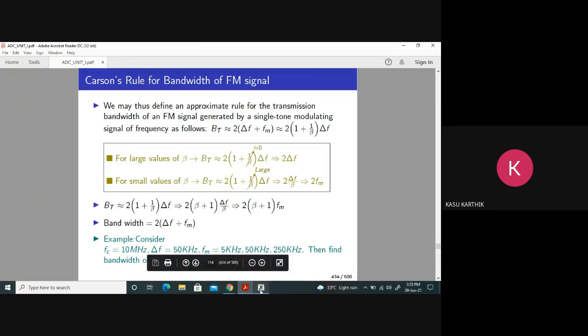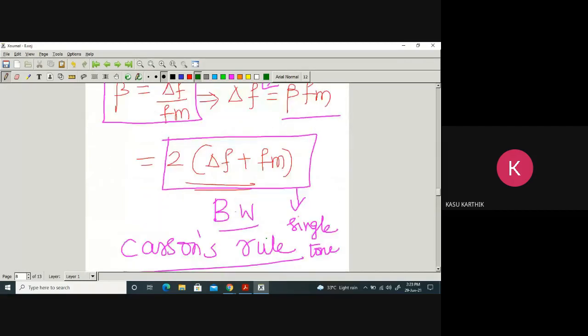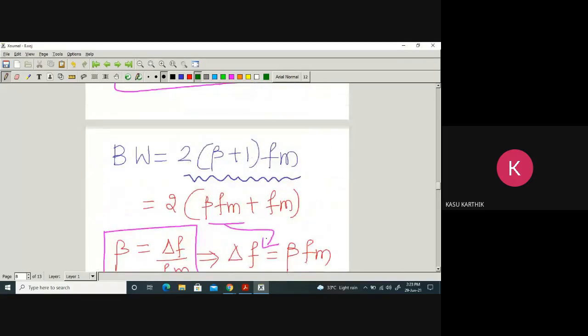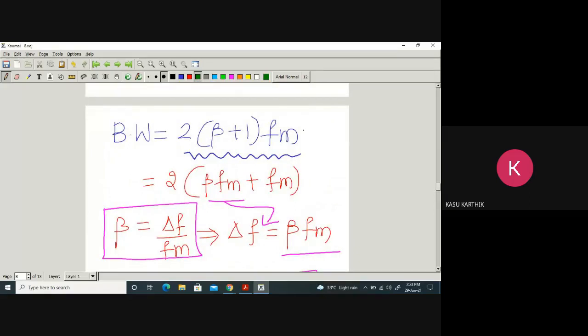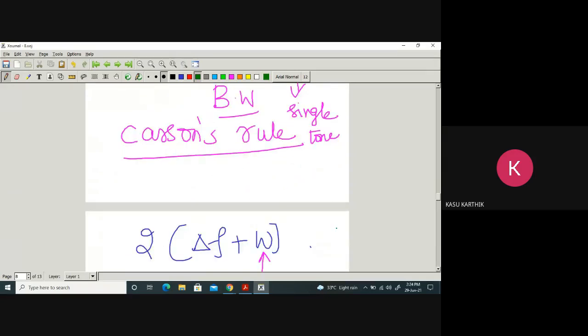This is a very, very important formula: 2 into delta F plus FM, or 2 into beta plus 1 into FM. Either this formula or this formula. There are 2 ways of writing the bandwidth formula. That is called Carson's rule. What is the name of the scientist? Carson's rule. Remember this.